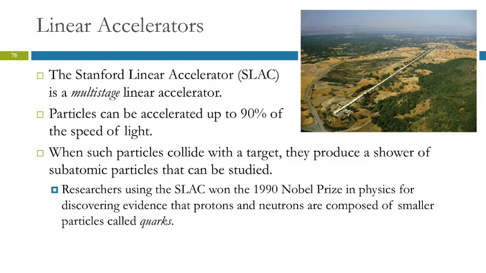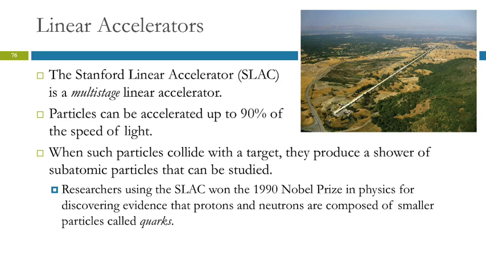Just over on the coast is the Stanford Linear Accelerator. And this is an aerial photograph of it. It's very long. This is a multistage linear accelerator, and it can accelerate particles up to 90% of the speed of light. That's really, really fast, right? When those particles at that speed collide with a target, they produce a shower of subatomic particles. I mean, you're literally smashing atoms into each other and looking at the fallout, the pieces that go flying.